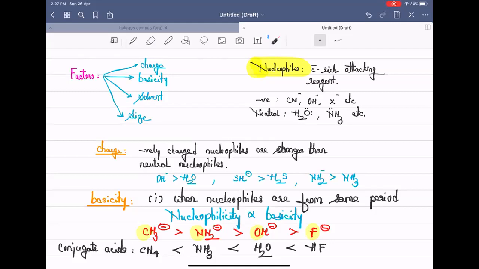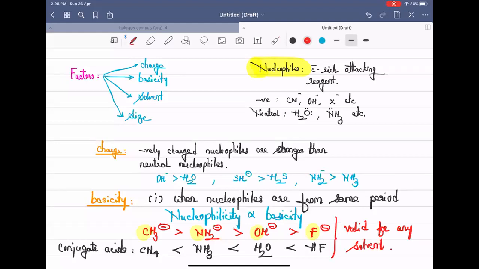Generally, this kind of comparison is valid in any kind of solvent.